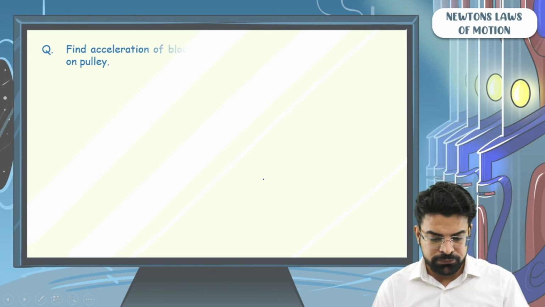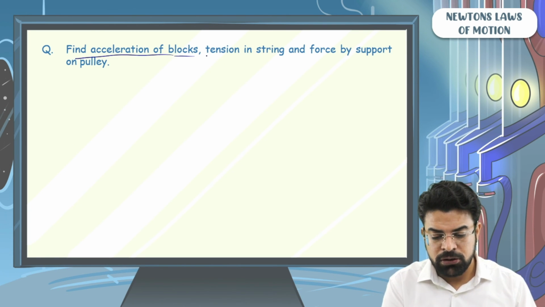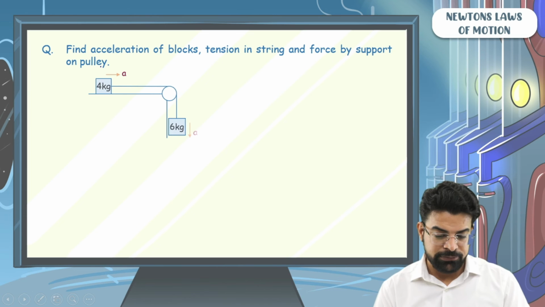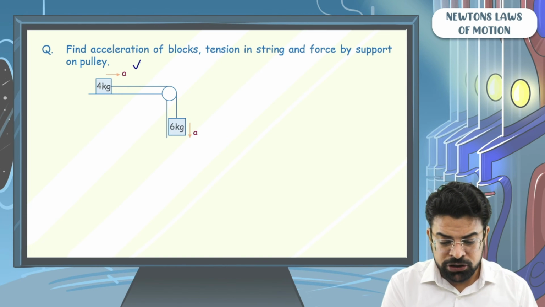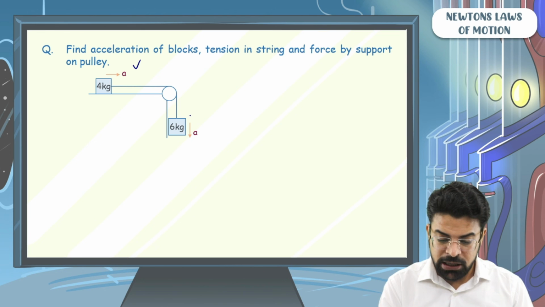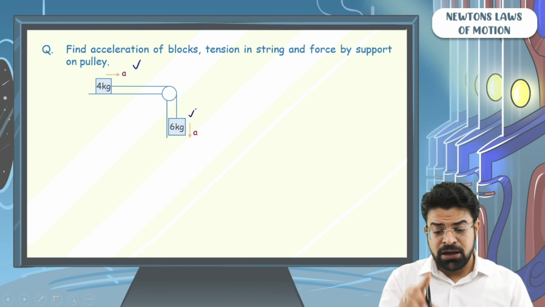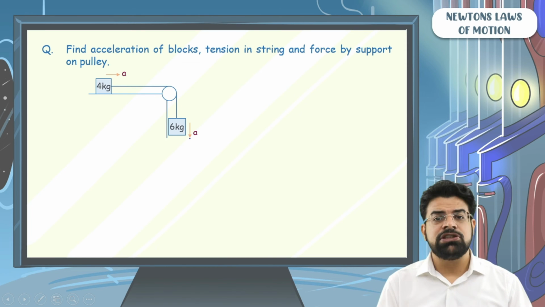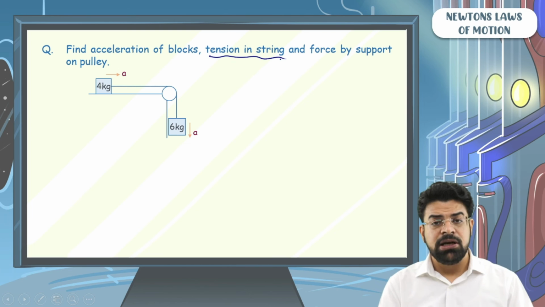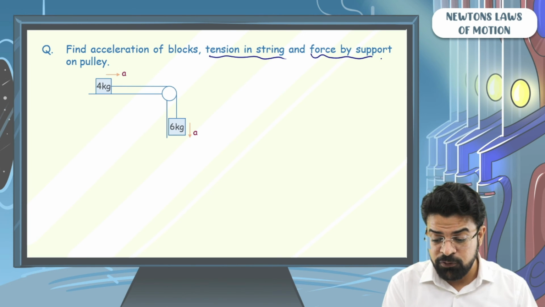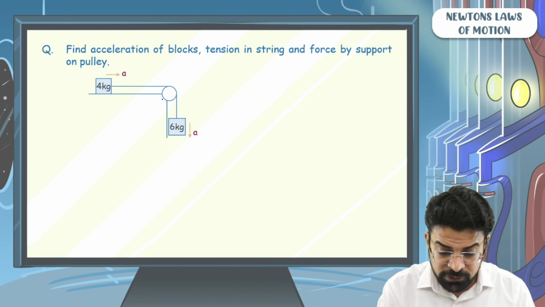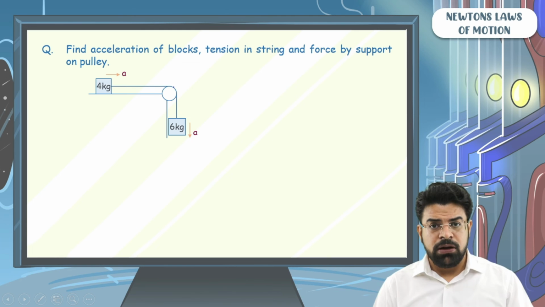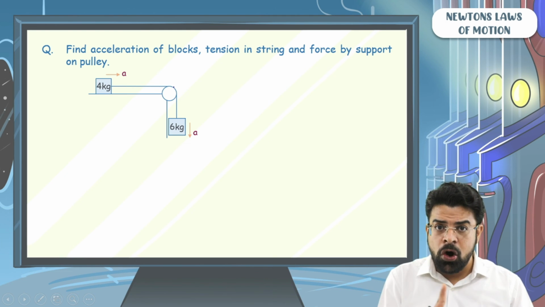Let's move on. Find the acceleration of blocks, tension in the string and force by the support on the pulley. So this is a little different case. Now here on a horizontal surface we have placed a block of mass 4 kg and from it hangs a vertical mass of 6 kg. This time what will be the acceleration? Once you get acceleration you need to find the tension in the string. Once you get the tension in the string you need to find the force by the support on the pulley. So what will be the force applied by the support to which this pulley is fixed? So let's see. First of all, choose an axis along the string.